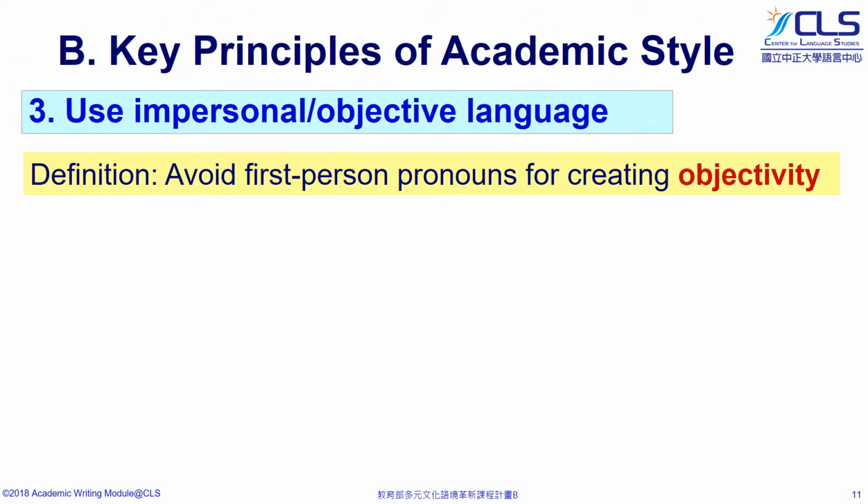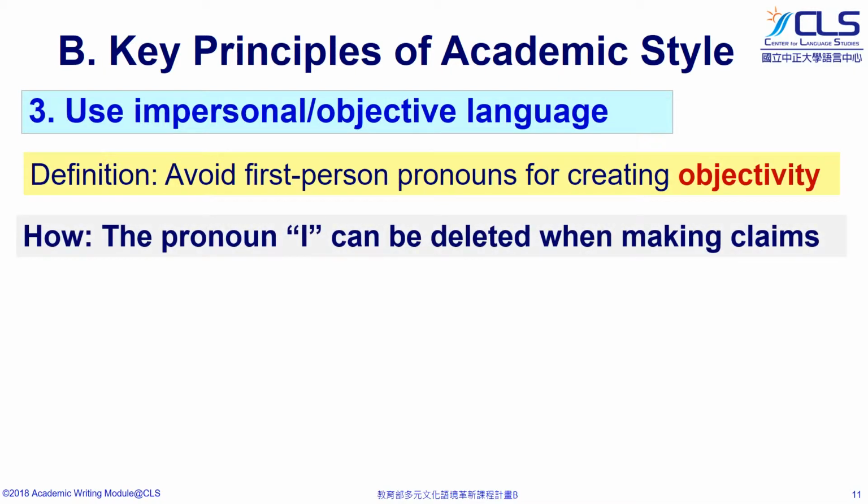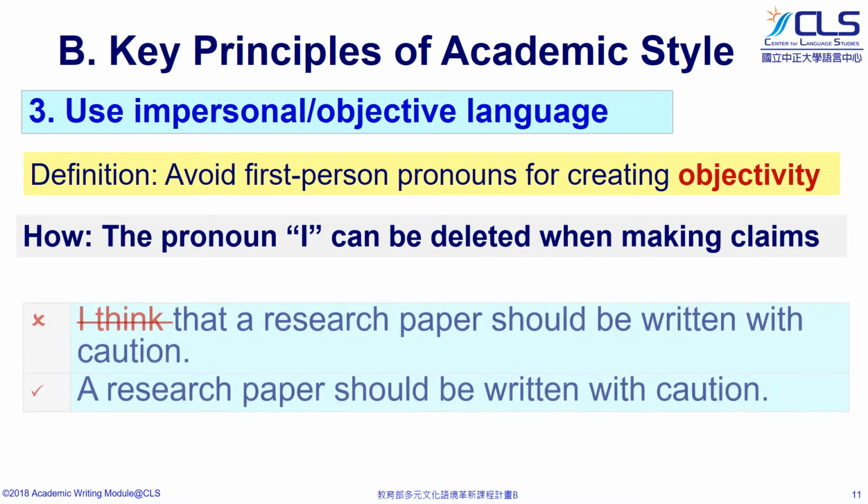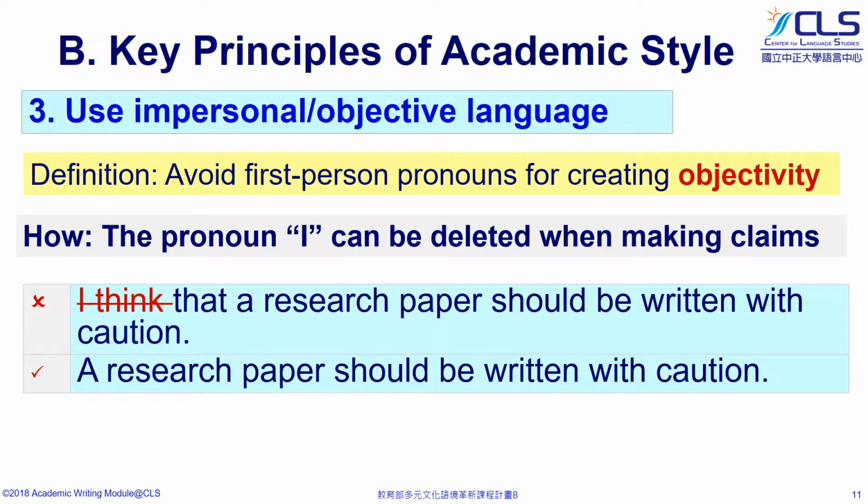Third, we need to use impersonal or objective language, which means to avoid first-person pronouns for creating objectivity. Thus, the pronoun I can be deleted when making claims. So instead of writing, I think that a research paper should be written with caution, we can write, a research paper should be written with caution, which avoids the first-person pronoun I to be objective.